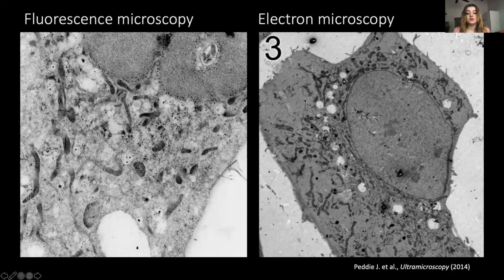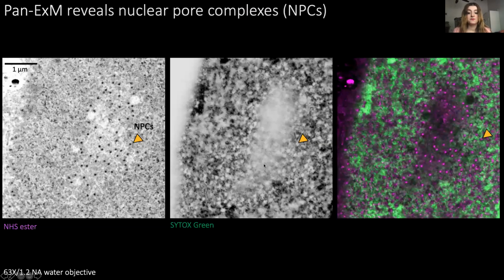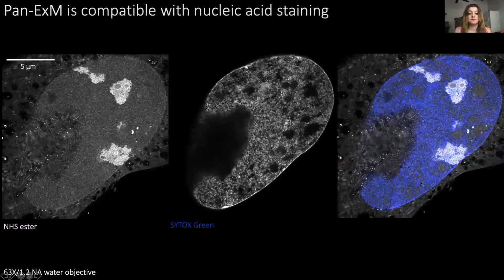Inverting the color table, you can see that the level of detail in Pan-ExM starts to approach that of transmission electron microscopy. However, unlike electron microscopy, Pan-ExM is compatible with nucleic acid staining, as you can see here from this image. If you zoom in at this region and invert the color tables of both NHS ester and SYTOX Green channels, you can observe bright dots here that correspond to these bright circular shadows in the SYTOX Green channel, and you can see that they overlay perfectly. We believe that these bright structures might correspond to nuclear pore complexes.